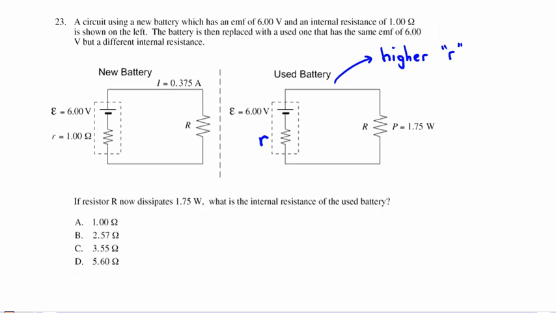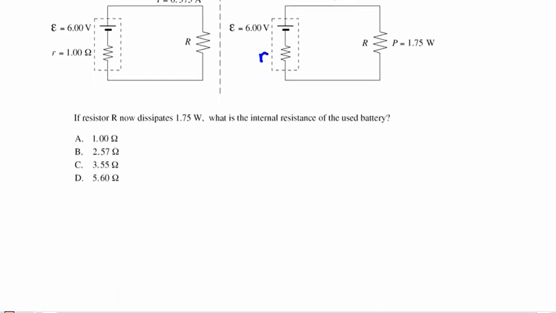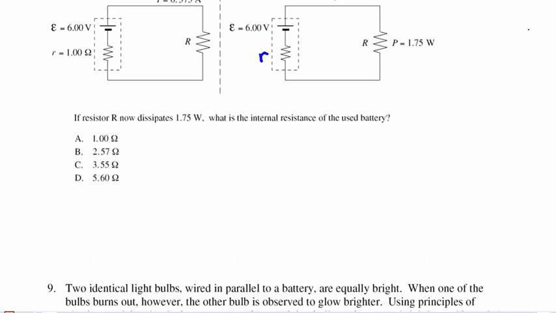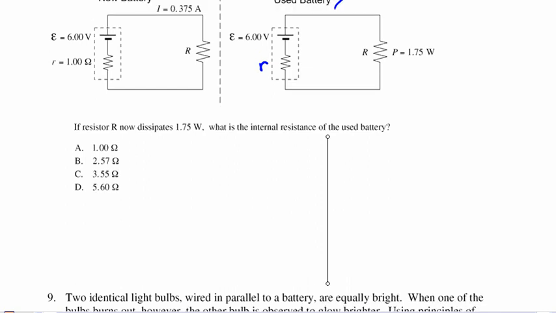Okay, I'm going to split my page up as I do this work, and I'm going to look at the new battery on one side and then the used battery on the other side. There's a couple of things that we can steal and take across. One is that the EMF is staying at 6, and the outside resistance, whatever it is, is staying the same. So on the left side of the page, I'm going to see if I can calculate that value for the outside resistance.